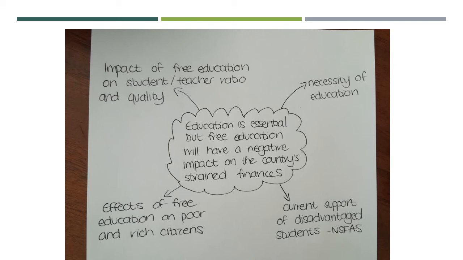If we go down to the bottom right, her next point is that there is current support for disadvantaged students in the form of NSFAS funding. So we can expect her second paragraph is going to talk about this and is going to back up her position that education is essential and that there is already some support for disadvantaged students. Her third thing she's going to talk about is the effect of free education on both poor and rich citizens. Fourthly, and that's at the top left-hand side, the impact of free education on student-teacher ratio and quality.